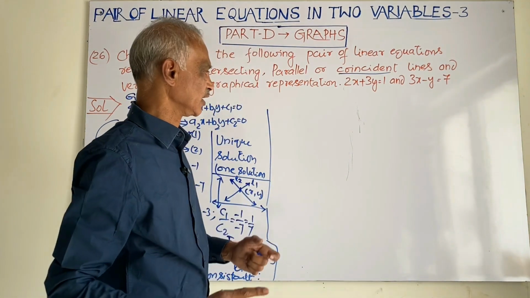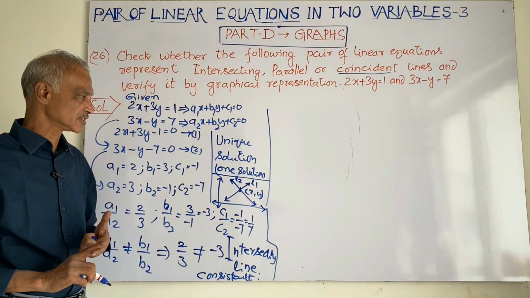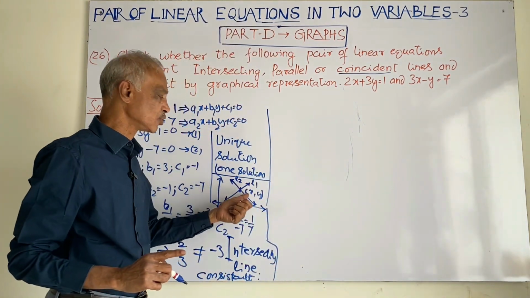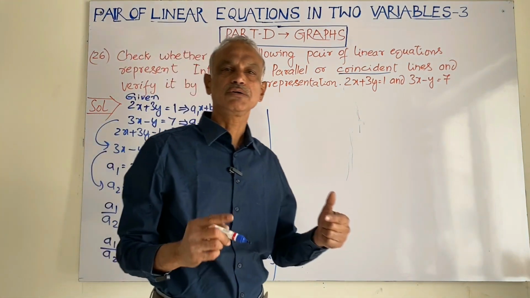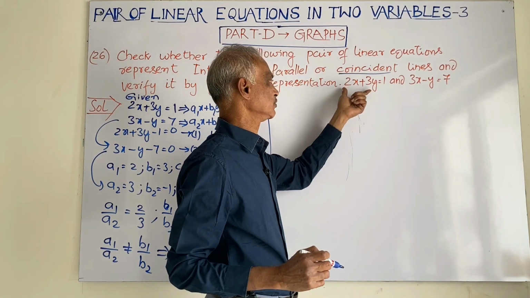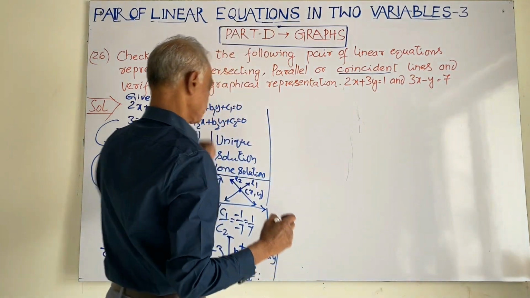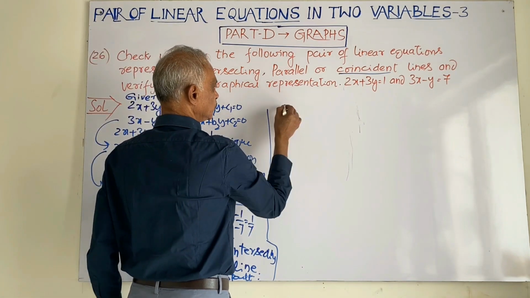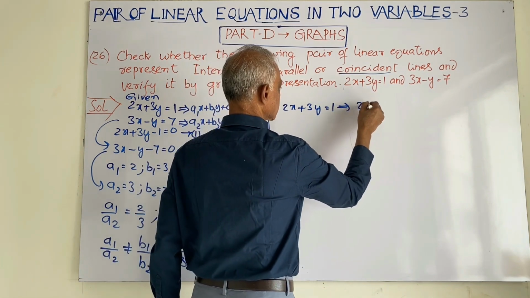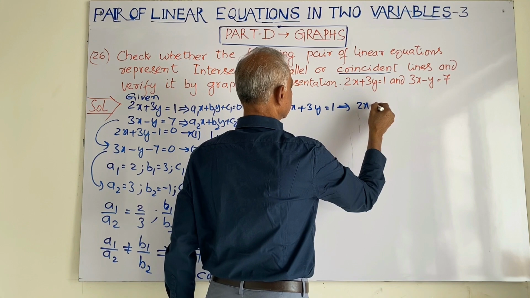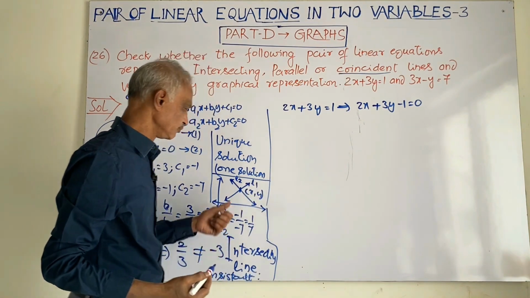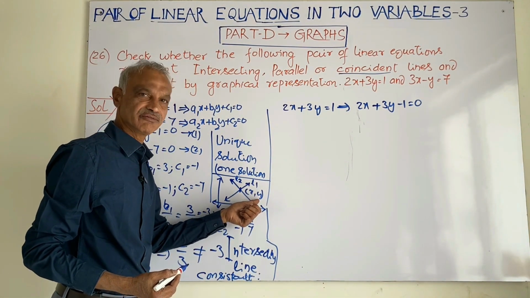If you want to draw intersecting lines, you need coordinates, means points. We have to find the x coordinate and y coordinate, means we have to find the solution set for this equation and also this equation. We will find the solution set for this equation. Take 2x plus 3y is equal to 1. It can be written as 2x plus 3y minus 1 is equal to 0. We have to find the y coordinate.